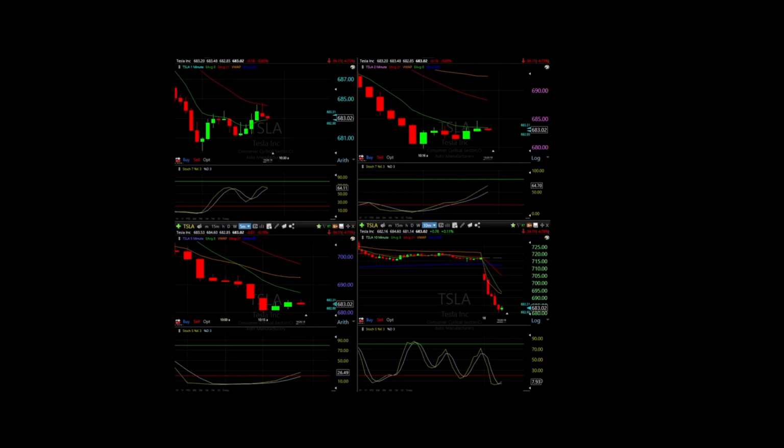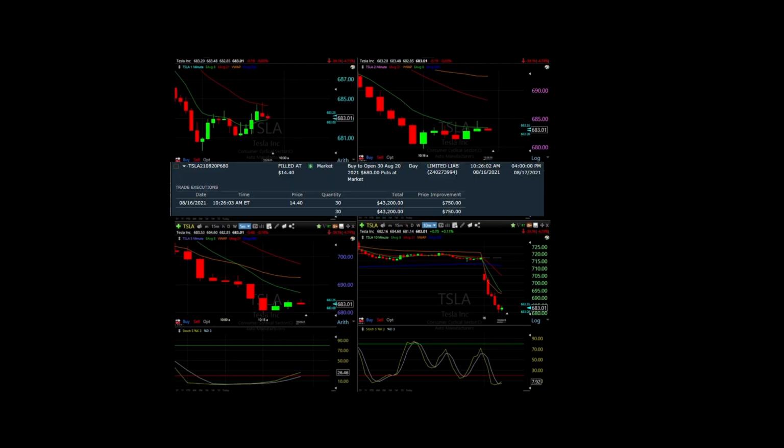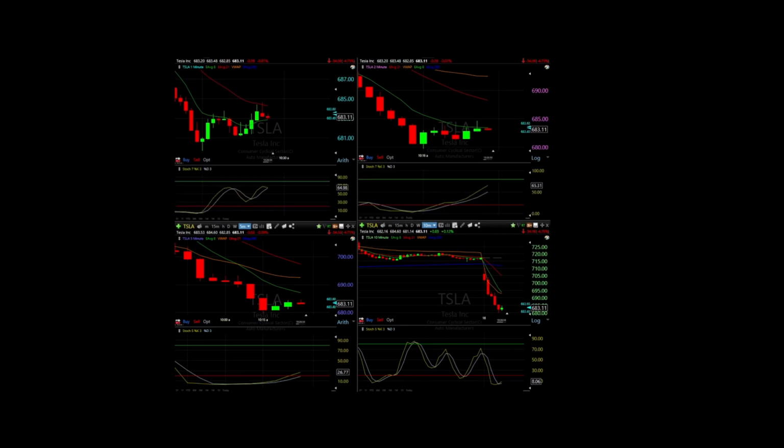What let me know to buy right here was actually the stochastic lines, and not knowing if it would pop or if it would drop. So you can see my entry right here, the price that I got in at. And if you notice on the 1-minute chart, which is the top left stochastic chart, the lines on those stochastics are about to cross to the downside. They are towards the top of the range and about to cross to the downside. They haven't crossed yet, but they're about to.